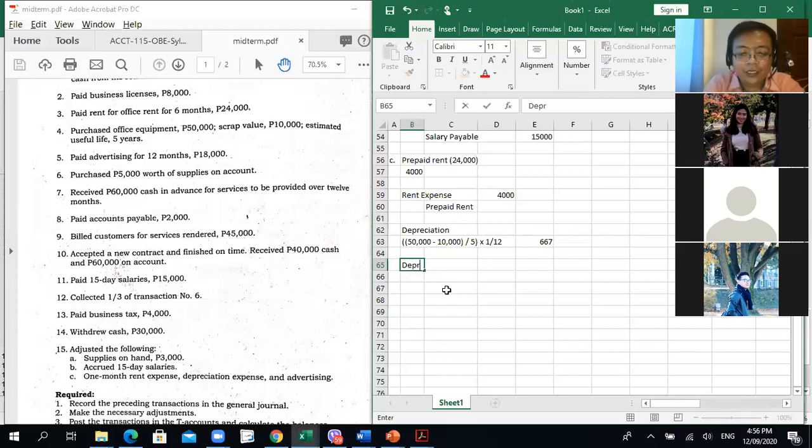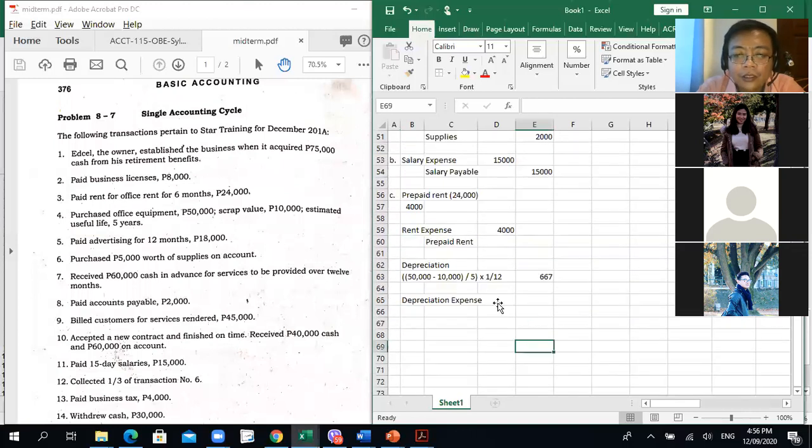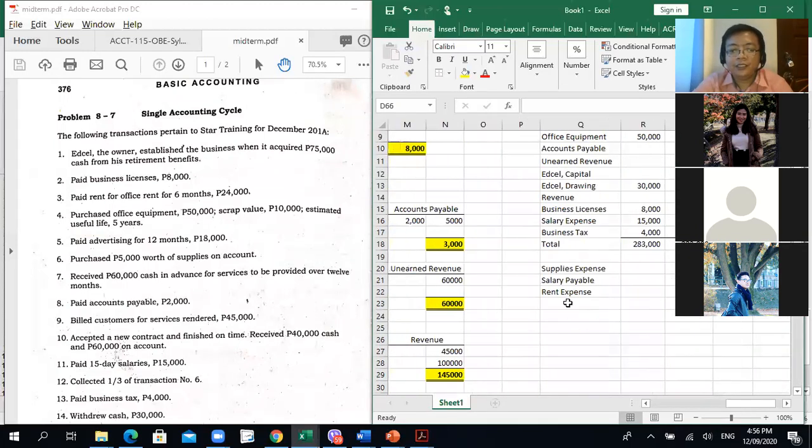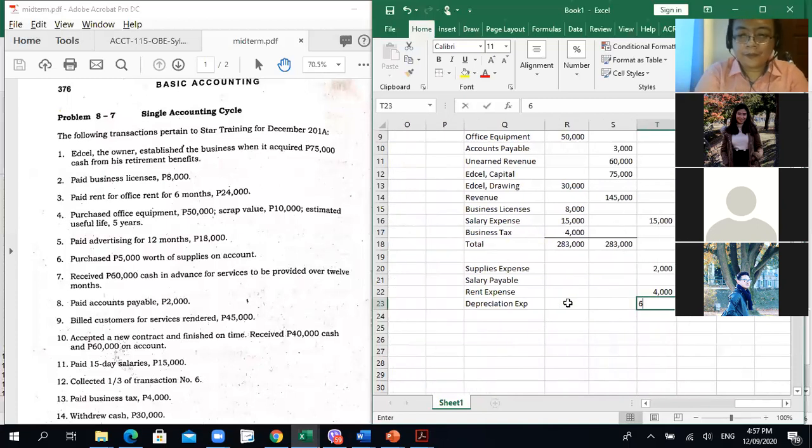So here you have depreciation expense, a debit of 667, and you also have accumulated depreciation. If you use 666.70, that is okay. So you put depreciation expense of 667, and accumulated depreciation of 667.